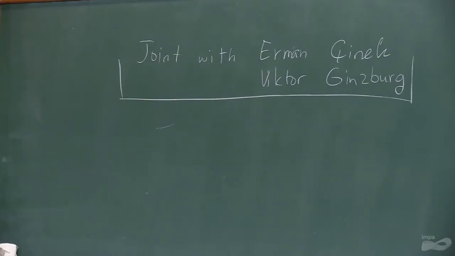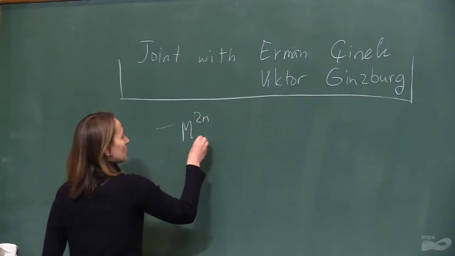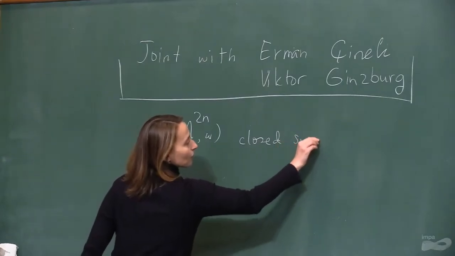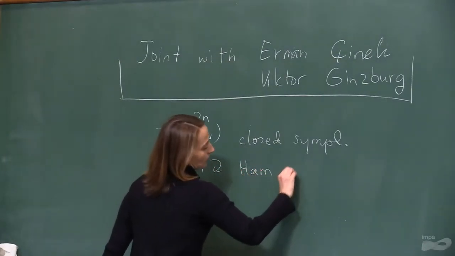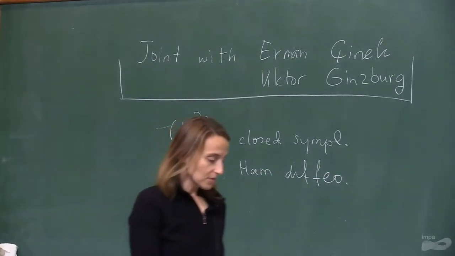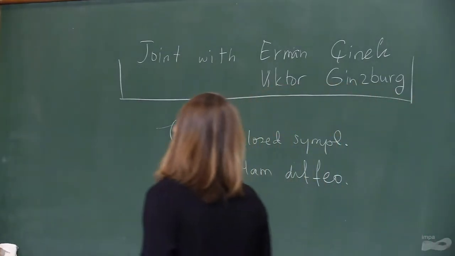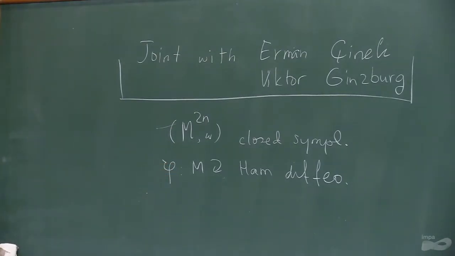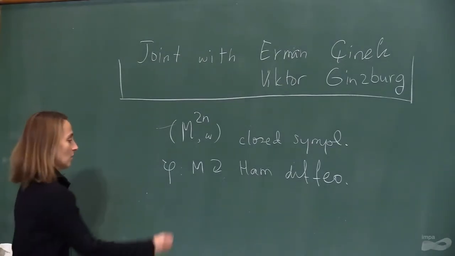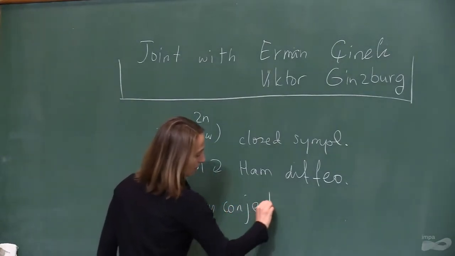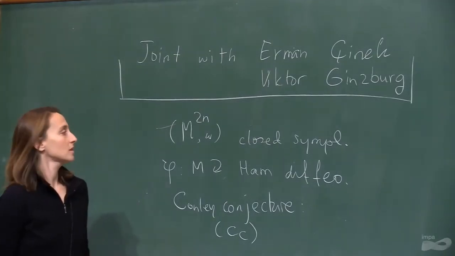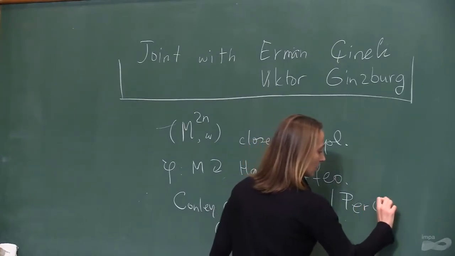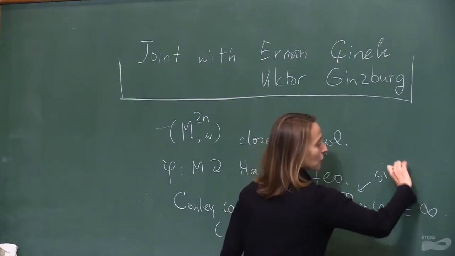Okay, but let me start with some background on where this story is coming from. So the setting is, of course, we have a closed symplectic manifold and a Hamiltonian diffeomorphism. As Victor reminded us, we are looking for periodic points of phi, simple periodic orbits. And the Conley conjecture states that for all phi, the number of simple periodic orbits is infinite. Okay, so this is the count of simple orbits.